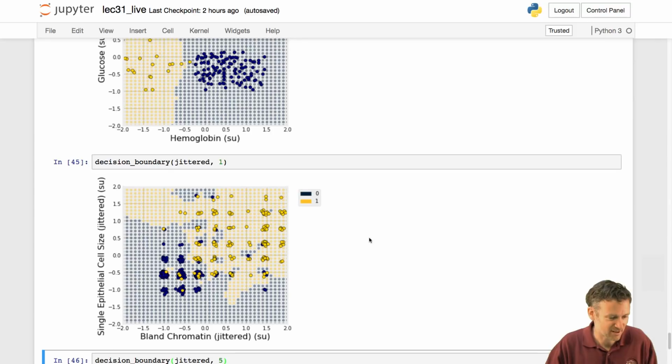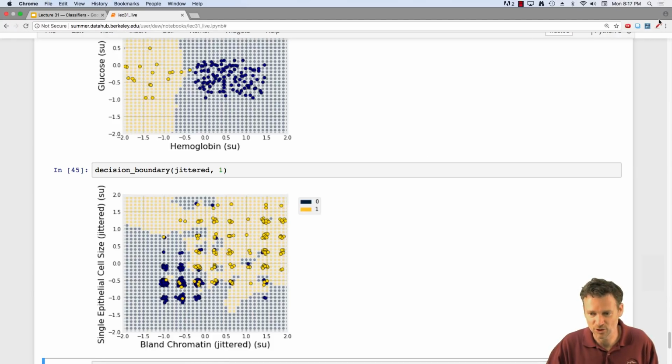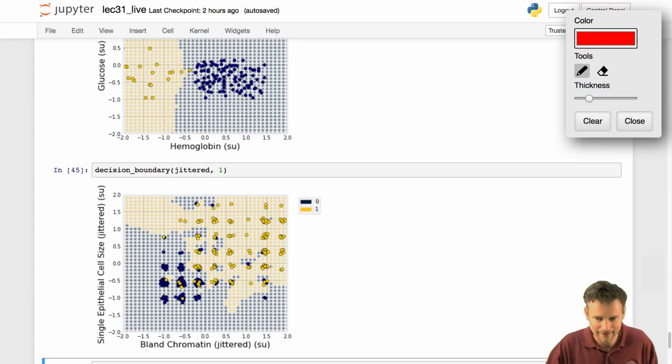Bland chromatin and single epithelial cell size, and I'll plot the decision boundary we'd get with the breast cancer data set if we used k = 1. And you notice here, wow, this is quite a complicated prediction rule. It's got a decision boundary that you can see has this very funny shape, really wiggling all around.